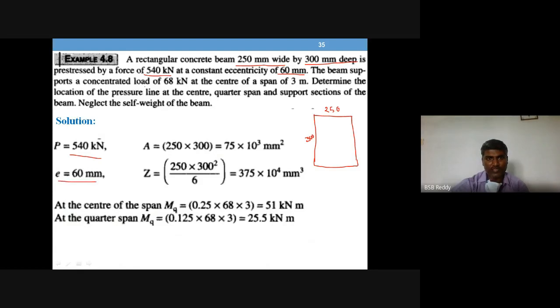The beam supports a concentrated load of 68 kilonewton at the center of a span of 3 meters. So there is a beam of 3 meters, and there is a point load of 68 kilonewtons at the center. This is the given load case. Determine the location of the pressure line at the center, quarter span, and support section of the beam, neglecting the self weight of the beam. So take only this point load. Don't add self weight. This is what the problem suggests.